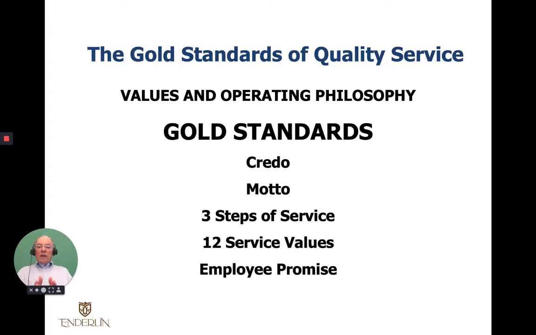So they have their gold standards of quality service that they want delivered. Their values and operating philosophy, their gold standards, they have a credo, a motto, 3 steps, 12 service values, and an employee promise. They have all of those that build on what they have learned from the customer and try to communicate that back to the team that has to deliver that service. This is what we mean by designing a service system.